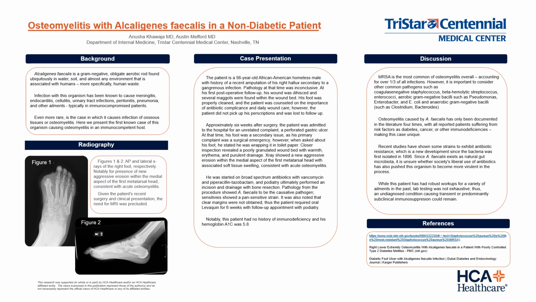Our case begins with a 56-year-old African-American homeless male with a recent history of amputation of his right hallux secondary to a gangrenous infection. At that time, pathology was inconclusive, and at his first post-operative follow-up appointment, his wound was dehisced and several maggots were found within the wound bed. His foot was properly cleaned, and the patient was counseled on the importance of antibiotic compliance and daily wound care.